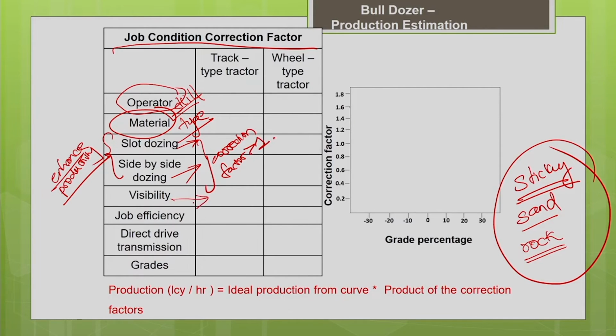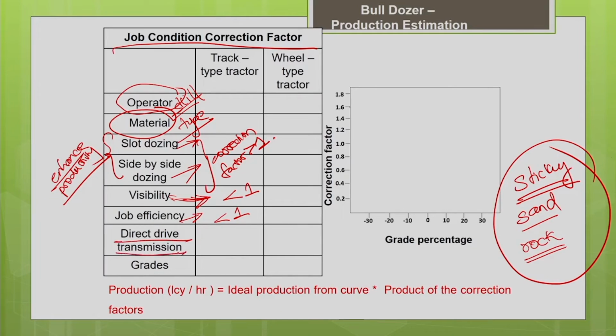Similarly, visibility. If you are working in a foggy area or dusty area, where visibility is very poor, in that case you have to reduce the productivity taken from the ideal curve. So that means your correction factor will be lesser than 1. Similarly, obviously, in most of the cases your machine will be working for 45 minutes or 50 minutes an hour. So in that case, we have to apply the job efficiency. Accordingly, the correction factor will be lesser than 1.